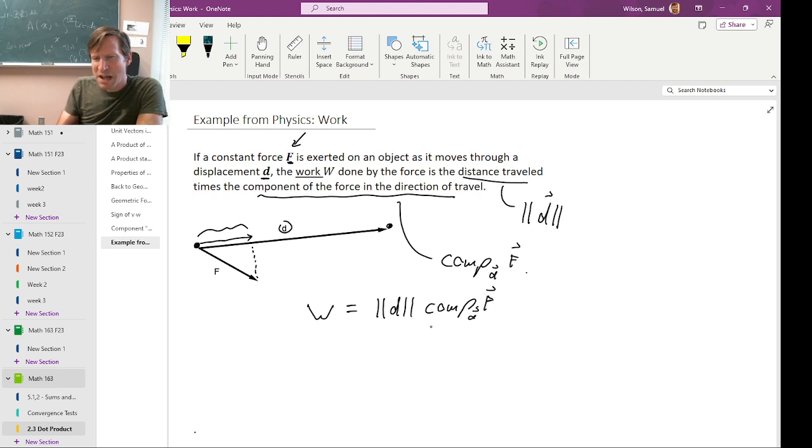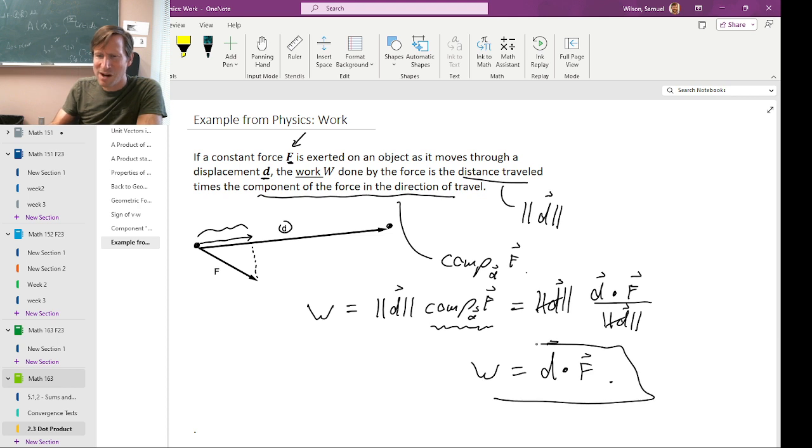All right, but we have a formula for this scalar component of F in the direction d. So let's write out what that is. It is, I missed my vector hat over here. So this scalar component of F in the direction of d, that is, let's see, d dot F divided by the magnitude of d. So these magnitudes cancel, and it turns out the work is just the displacement dotted with the force. Right? So this is really convenient. The dot product actually encodes exactly what we need to compute this work.